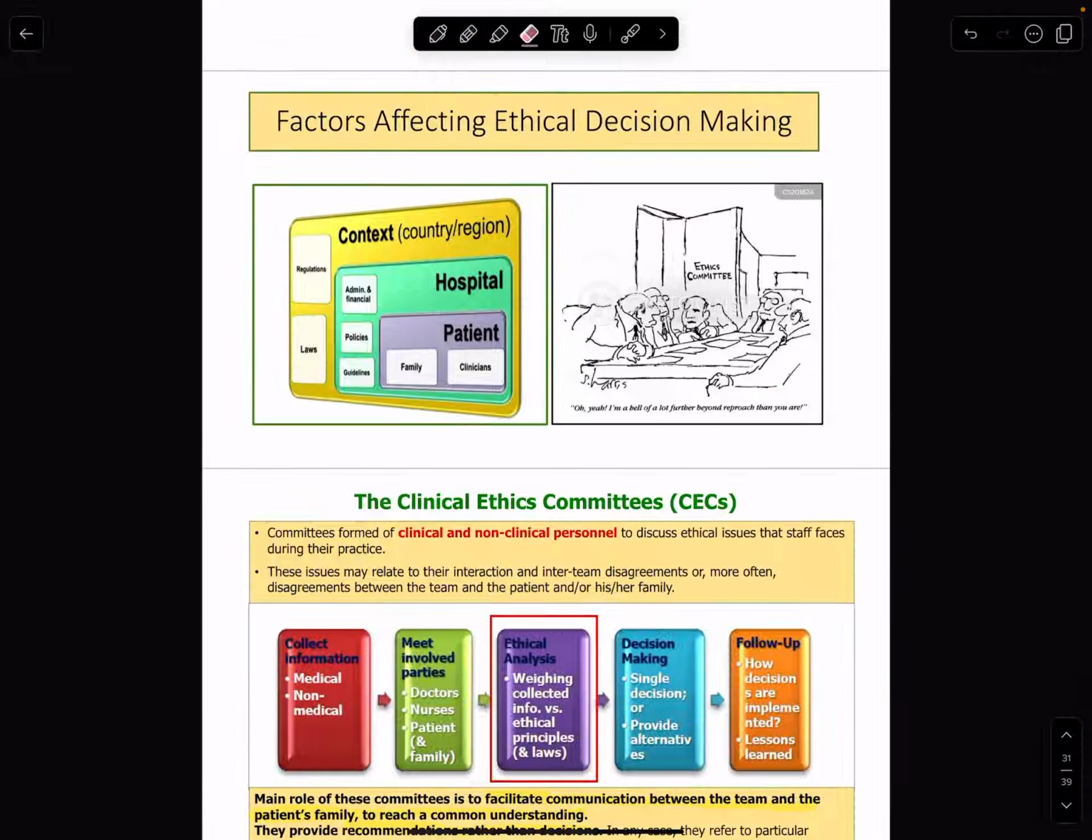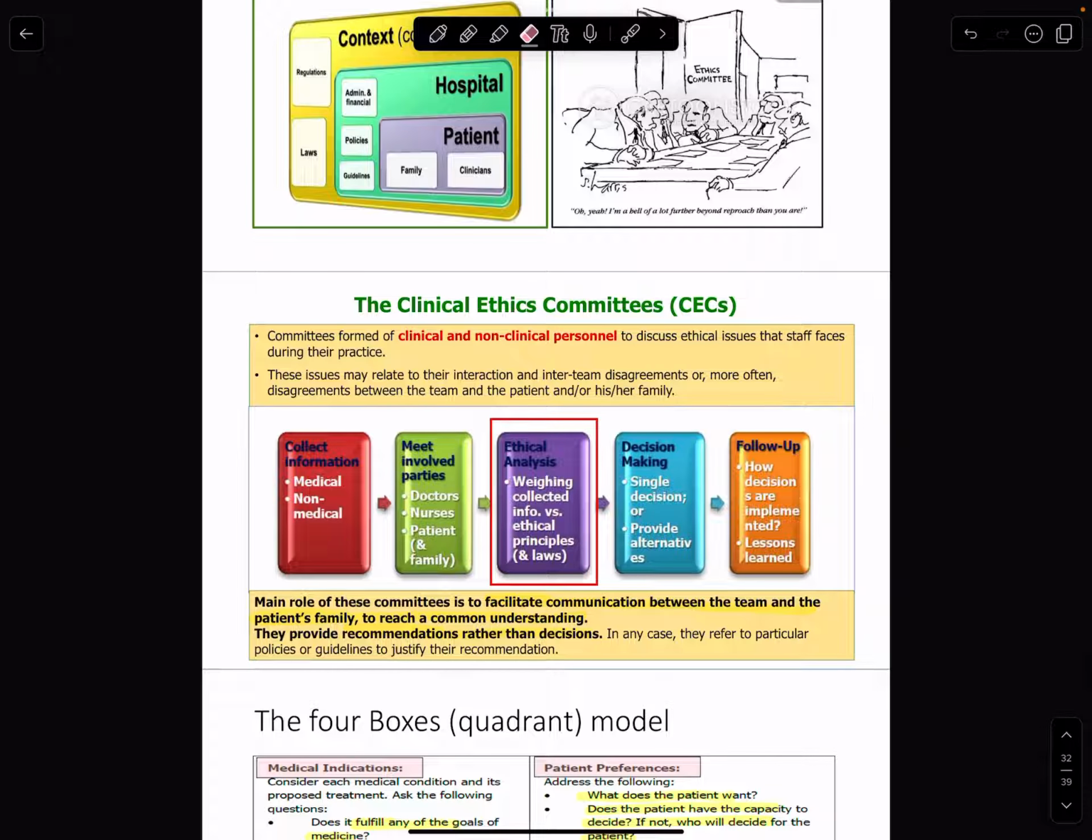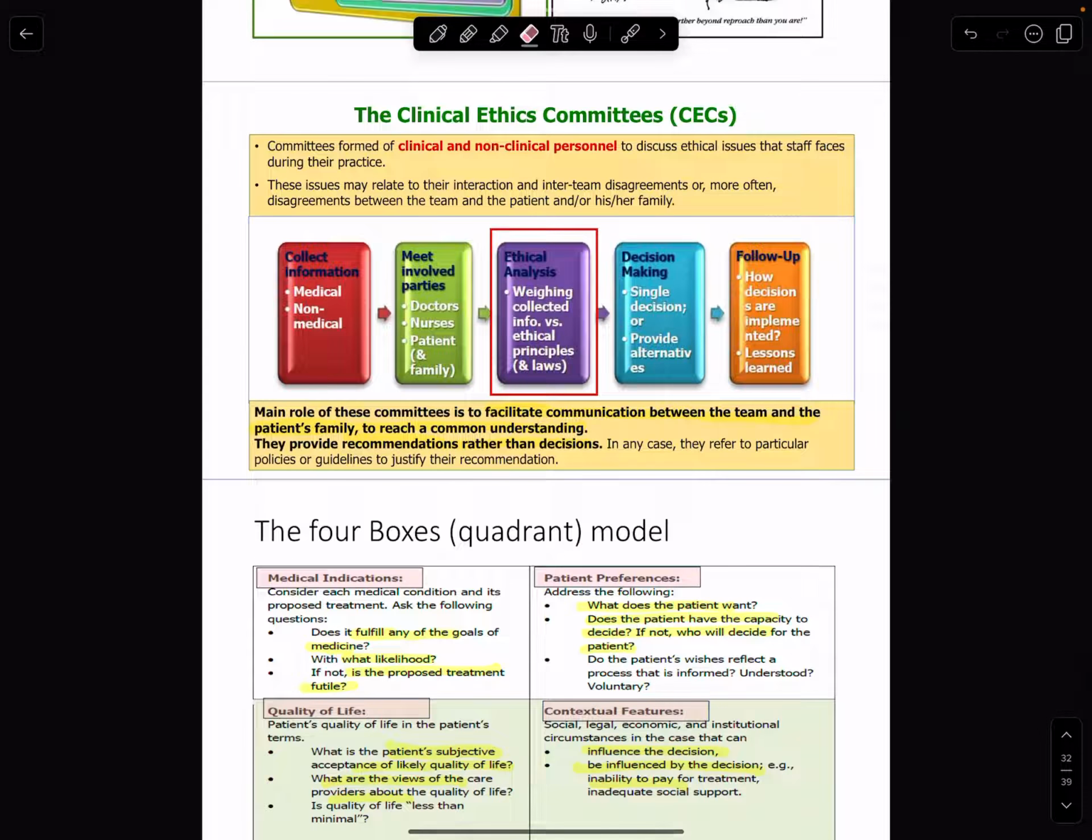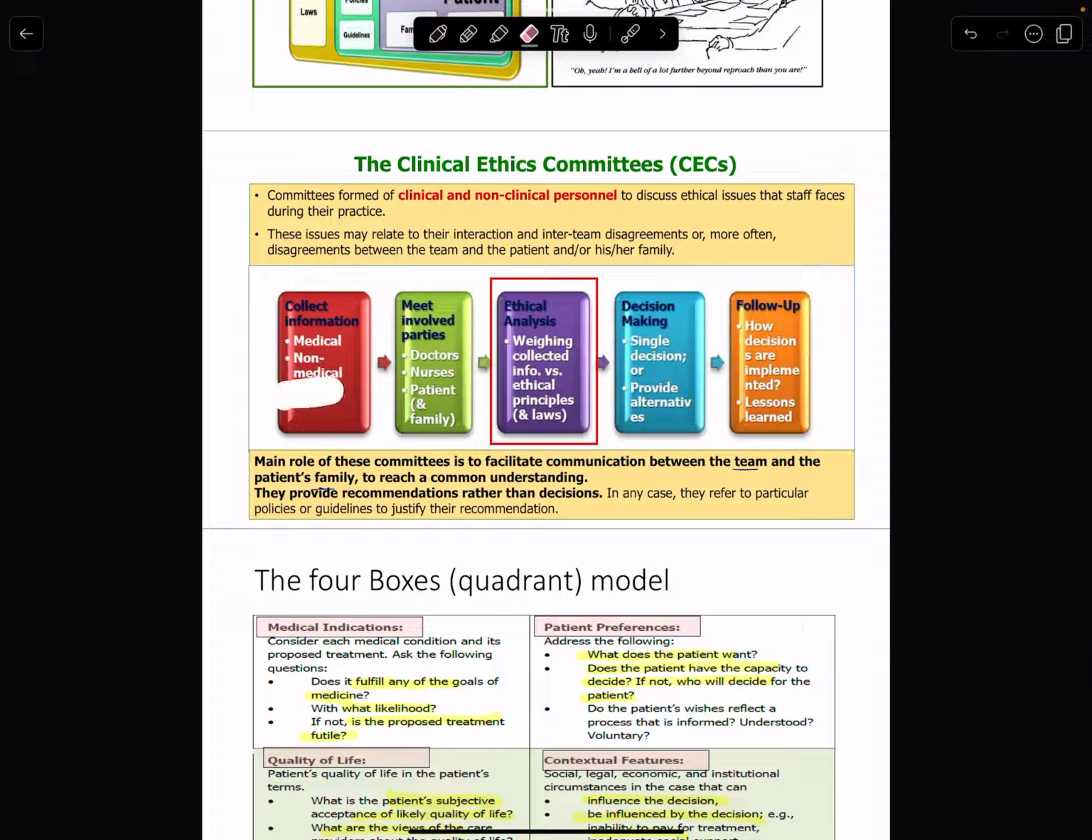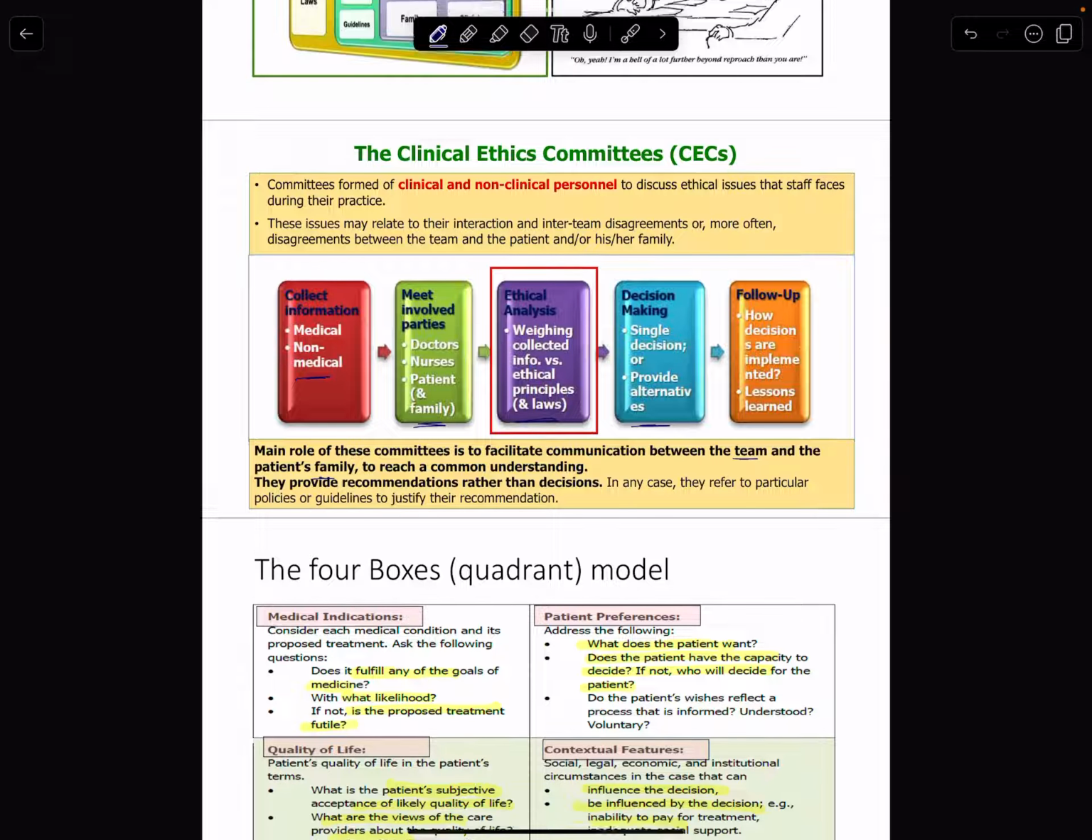So, things affecting ethical decision making. We have the clinical ethics committee, which comes in when disagreements happen between the doctors and the patient and their families, right? Their role is to facilitate communication between the team and the patient's family, and they provide recommendations rather than decisions, right? So they collect information, they meet the parties, they do an ethical analysis, and they make a decision, or they provide alternatives, and then they follow up.